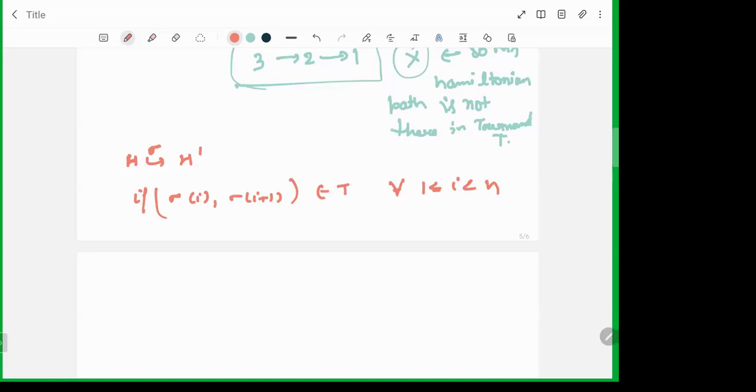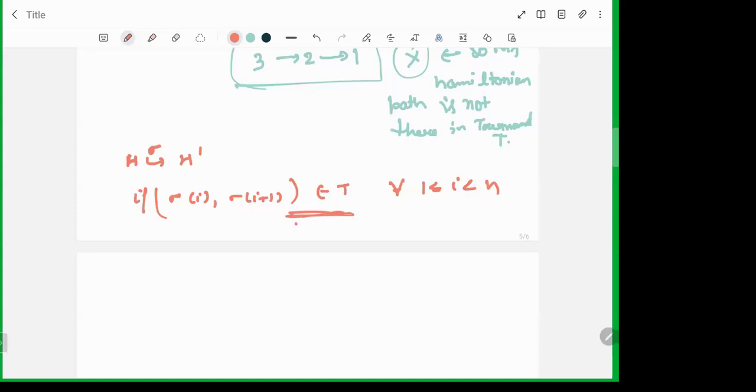Basically, 1 will go to some other vertex, and i and j, with i not equal to j, cannot go to the same vertex, right? Because sigma is a permutation, so these will go to different vertices. So we have all n vertices covered, and we have a path in T because this belongs to T. So this ensures that this is a Hamiltonian path, right?